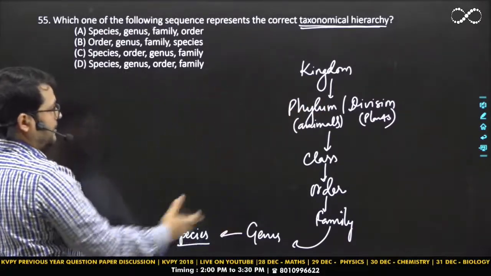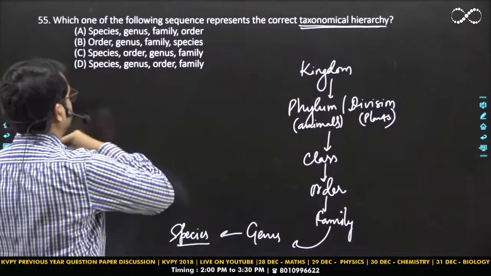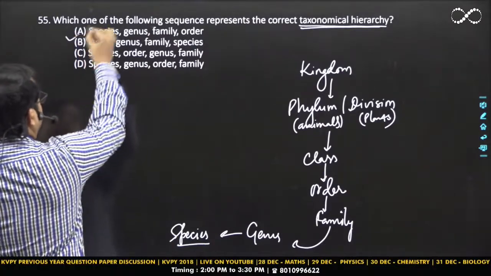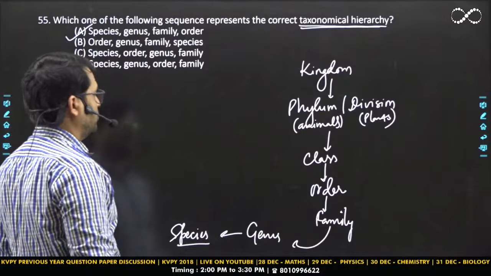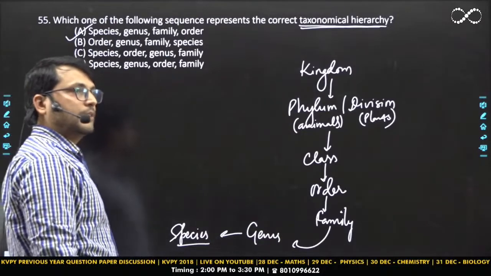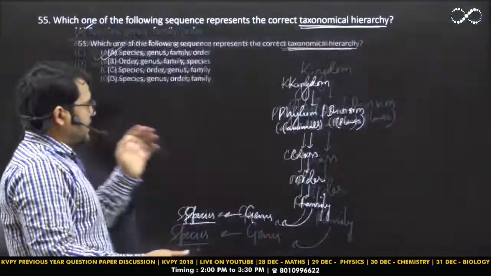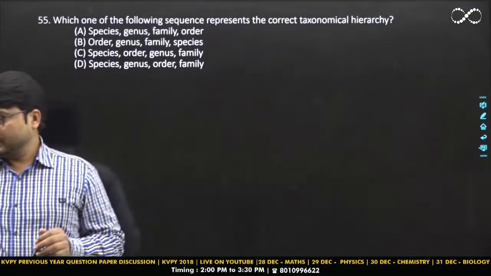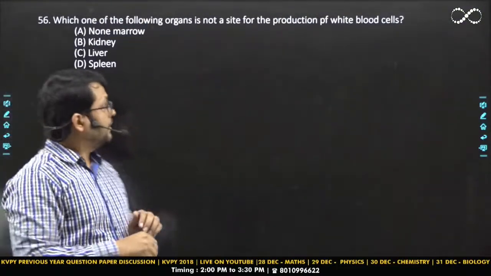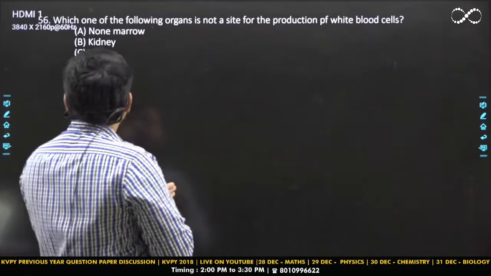Now looking at this order, which one should be the correct option? A. Species, genus, family, order. Correct? Okay, very easy question, correct. Straightforward, but again, you need to know the correct order. Let's move on to question number 56.